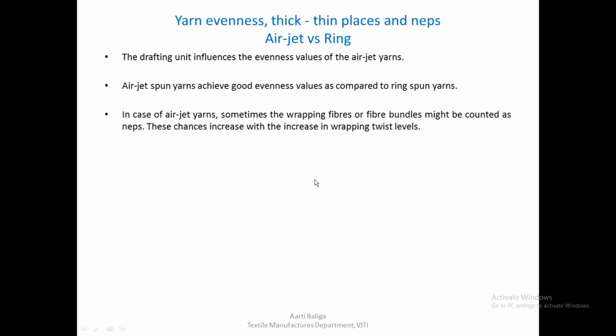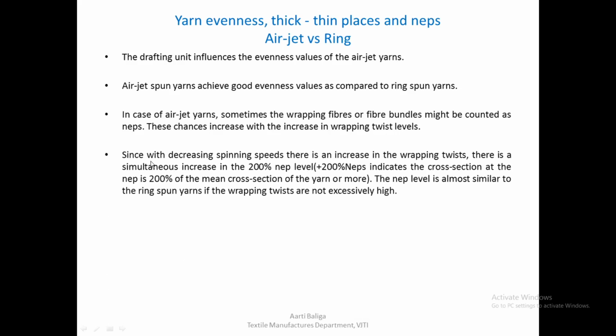So that is why there are chances that we might see an increase in the nibs along with the wrapping twist levels. We have seen in the earlier lecture the factors that influence the wrapping twist levels as well as the number of wrapping fibers. So one of the factors we had seen was decreasing spindle speed. The moment we decrease the spindle speed, the yarn spends more time in the vortex, and therefore there is an increase in the wrapping twist.